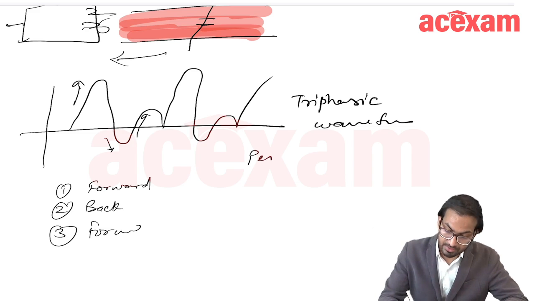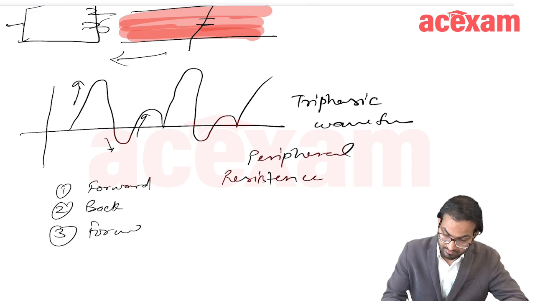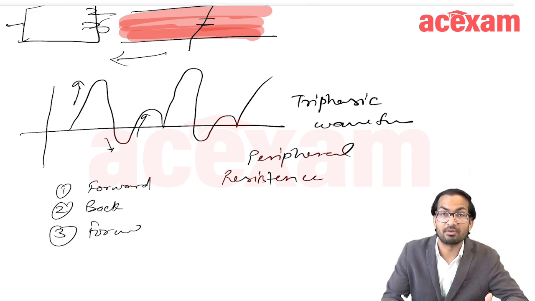And where do you see it? In the peripheral resistance vessels. And what are the peripheral resistance vessels? Nothing but arterioles.